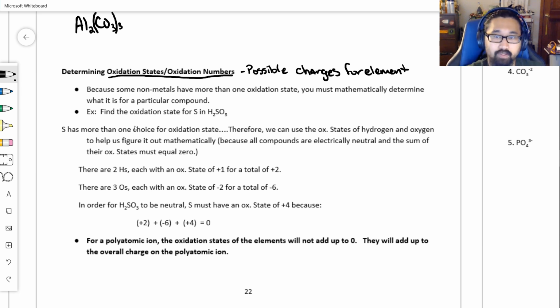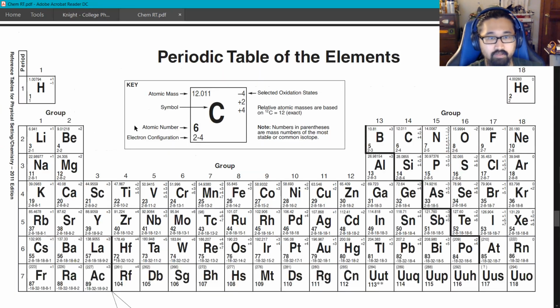If you're asked a question like this, find the oxidation state for S in this thing, and you check your reference table, and you're like, S, it has 3. What I do not want you to do is guess. Please do not just guess. You can find it with complete certainty. You can find it and be like, I know that this is right.